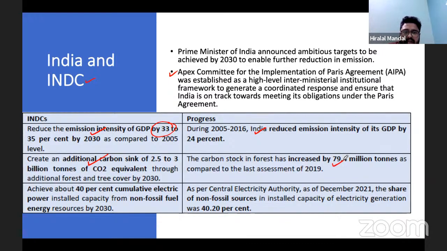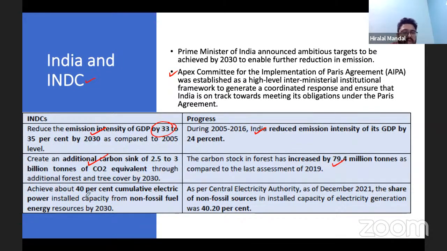However, in this one, India's progress can be seen as very slow. Why? Because the objective is to achieve 2.5 to 3 billion tons of CO2, additional carbon sinks. So we need to go rapidly on increasing the forest cover in the country.